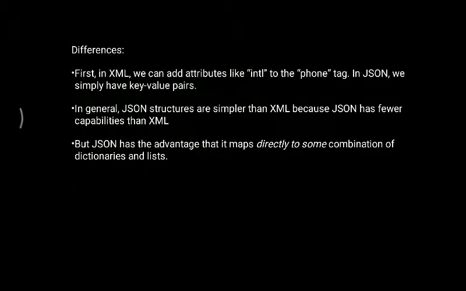Now the differences between XML and JSON. First, in XML we can add attributes like intl to the phone tag. In JSON we simply have key value pairs. In general, JSON structures are simpler than XML because JSON has fewer capabilities than XML. But JSON has the advantage that it maps directly to some combination of dictionaries and lists.